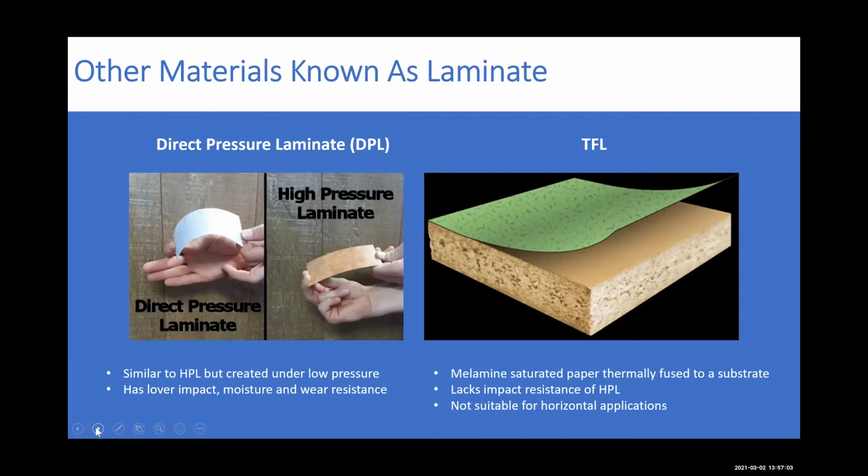Other materials on the market include direct pressure laminate, DPL, which is similar in composition to HPL, but is created under low pressure, resulting in a product with lower impact, moisture, and wear resistance than HPL. There's also TFL, which is a melamine saturated paper that is thermally fused directly to a substrate. Because it lacks multiple layers of craft paper, TFL is not as impact resistant as HPL and not suitable for horizontal applications.